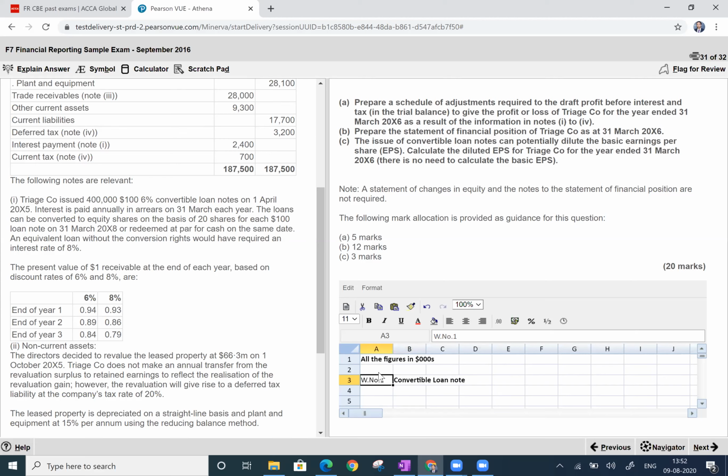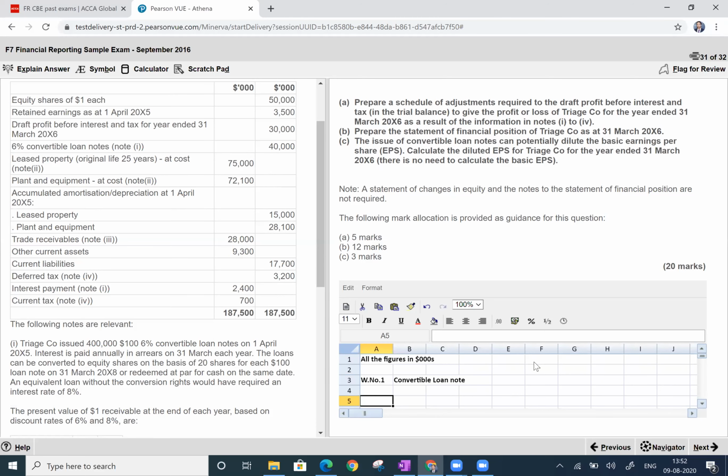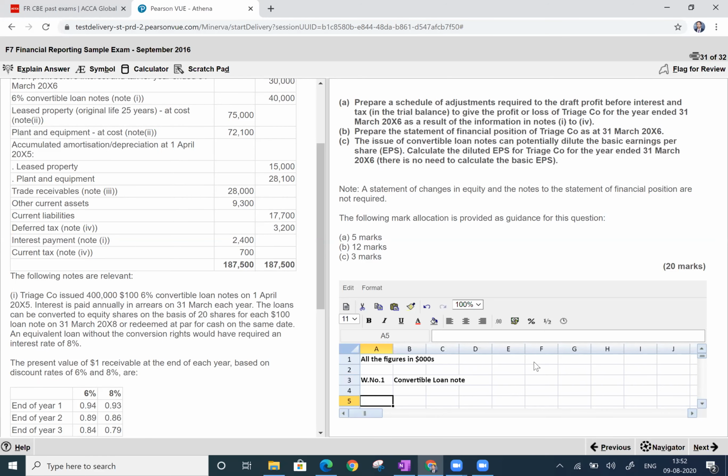Convertible loan note. So when did they issue the convertible loan note? 1st April X5. When is your year end? 31st March X6. So in the beginning of the year, a convertible loan note was issued. So what you have to do is that on 1st April X5 itself, you have to show the split. How much is equity and how much is initial liability?